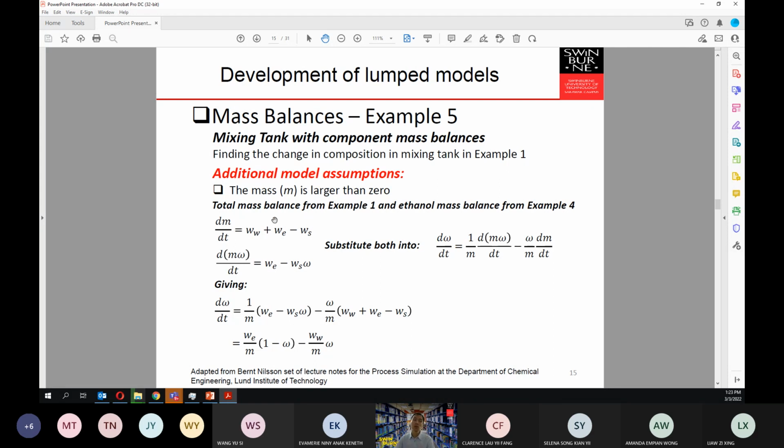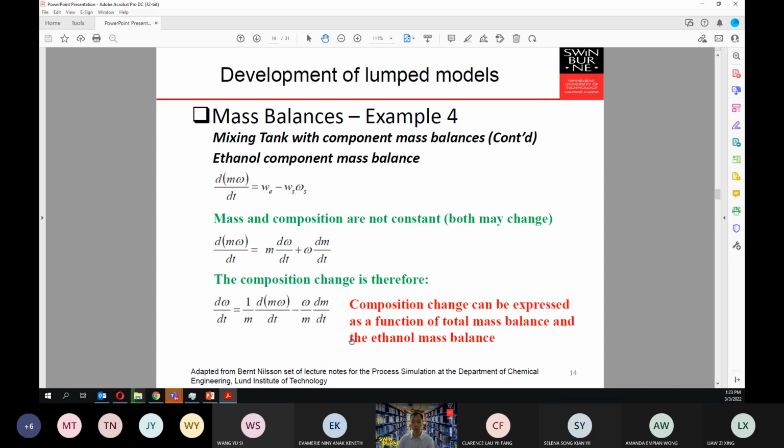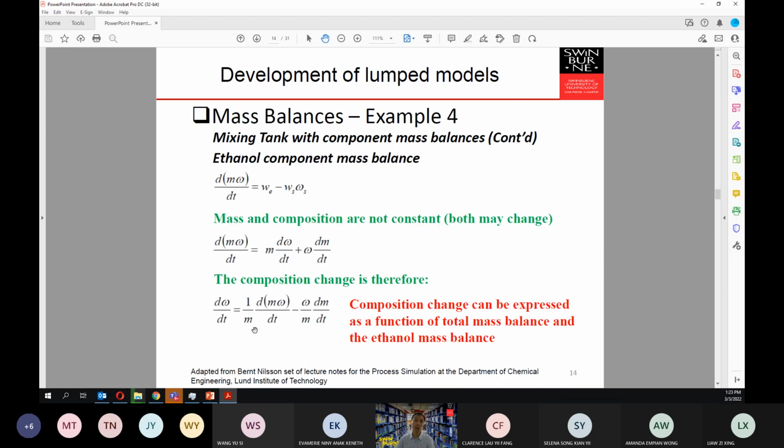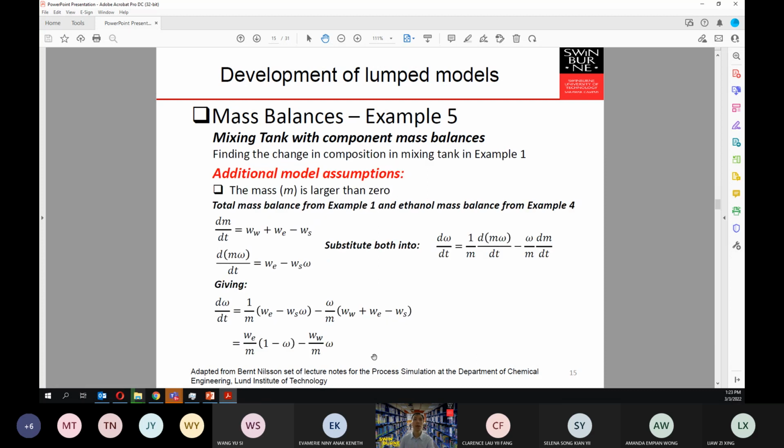Then we take the total mass balance from example 1 and the total mass balance from example 4, and we put these things in. You see, this term is what we have for the first term in here, and the second term is what we have in the first term on the right hand side of these equations. We substitute both into here, then we have these things. So in essence, what we find is the change in the composition with respect to time.